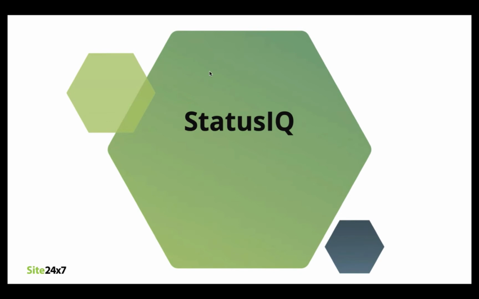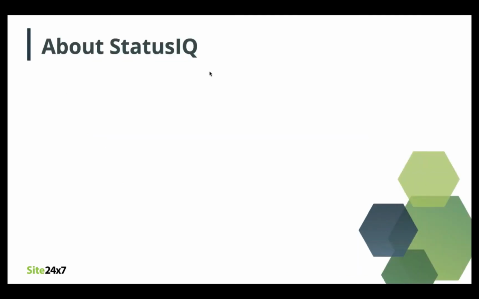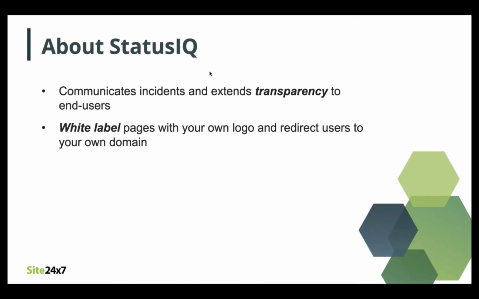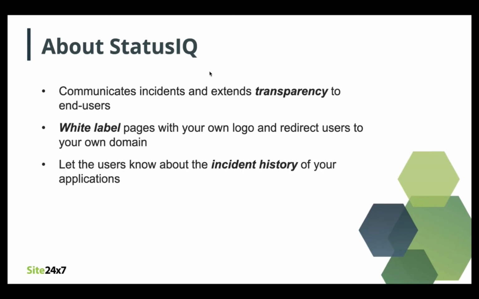So one of these third-party status page services that are available in the market is StatusIQ from Site24/7. StatusIQ will help you to transparently communicate with your customers or your employees about an outage. Also, you have the option to white label your status pages with your logo, making customers think that the communication is coming directly from you and not from a third-party service. StatusIQ also helps you build trust in your product with your customers by providing a detailed look at the incident history of your services along with other performance metrics.